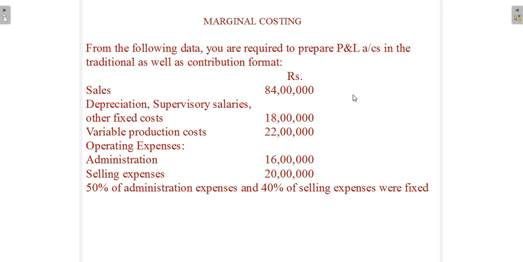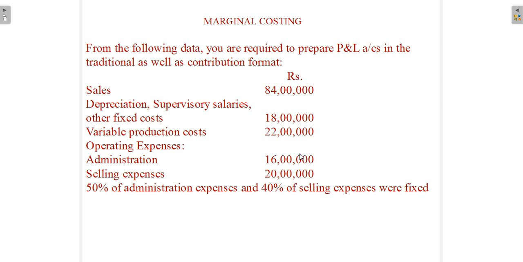We have sales 84 lakhs, depreciation, supervisory salaries and other fixed costs 18 lakhs, variable production cost 22 lakhs, operating expenses, administration and selling expenses are also given. We have to note that 50% of the administration expenses and 40% of the selling expenses are fixed, which means that 50% of the administrative expense is variable and 60% of the selling expenses is variable.